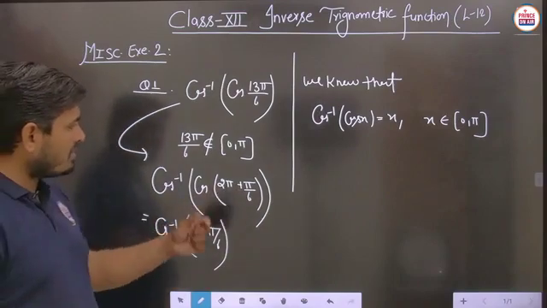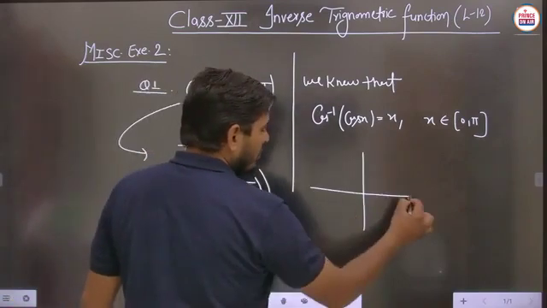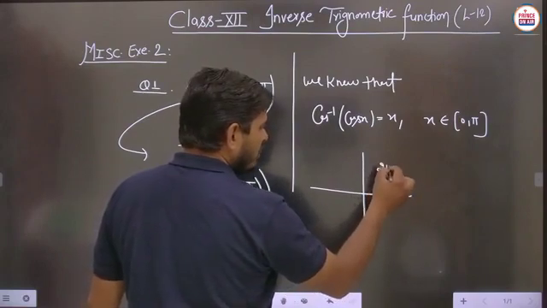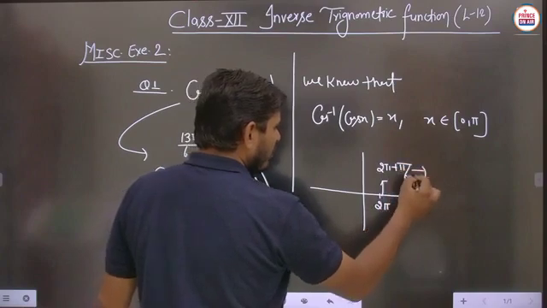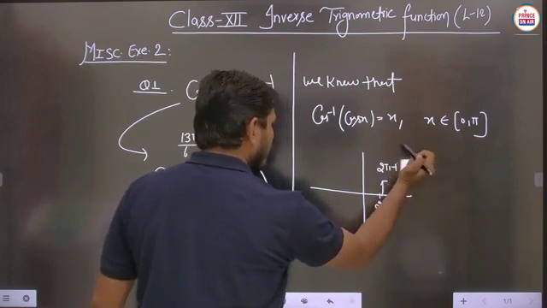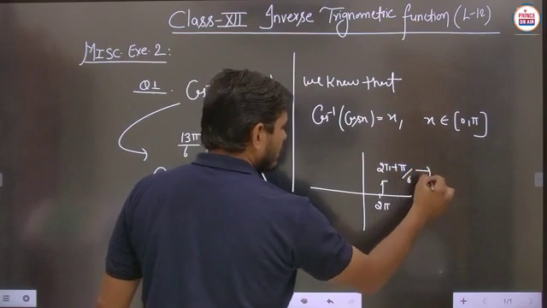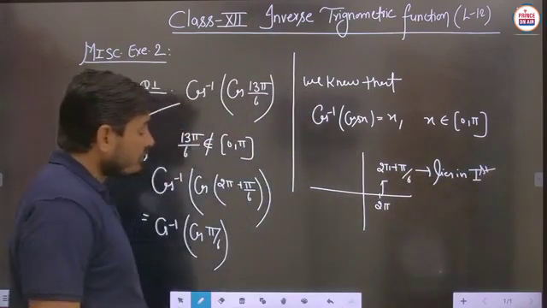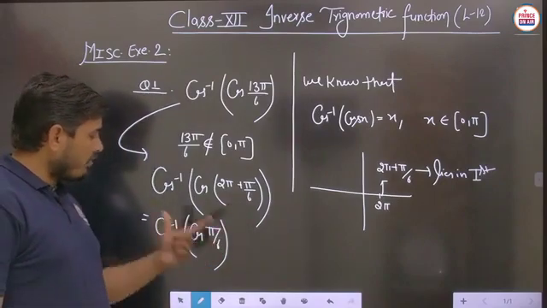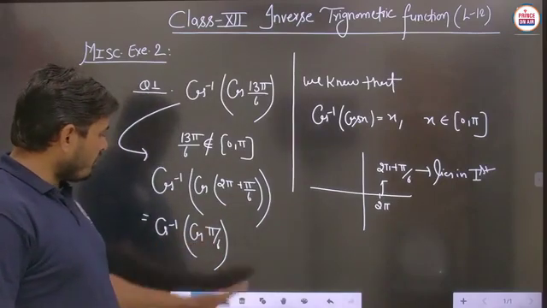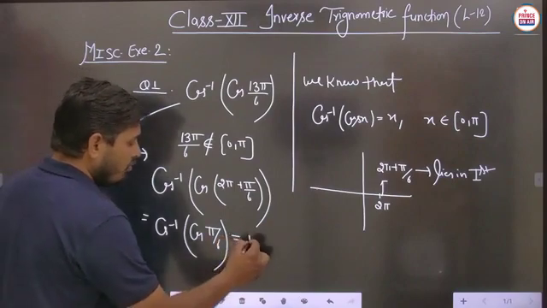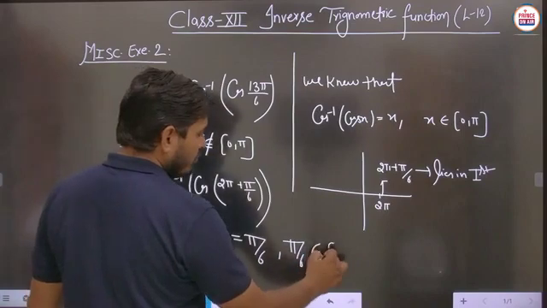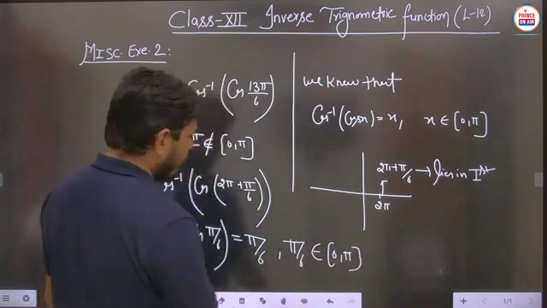Because of the 2 pi, you know very well about this part. Here the 2 pi will be there, then 2 pi plus pi by 6. This part, 2 pi plus pi by 6, lies in the first quadrant. Is it clear? Then cos inverse of cos pi by 6 will give the answer pi by 6, because this particular angle pi by 6 belongs to the interval 0 to pi, no problem. Is it clear?